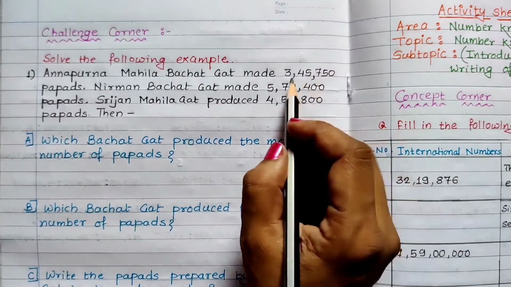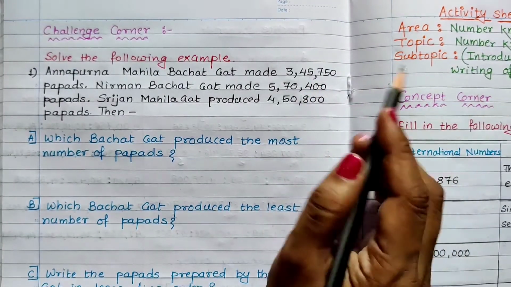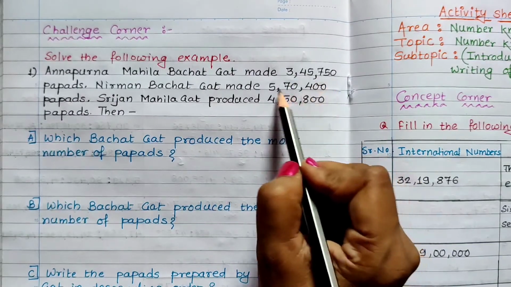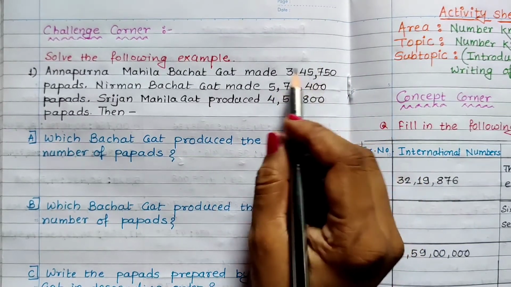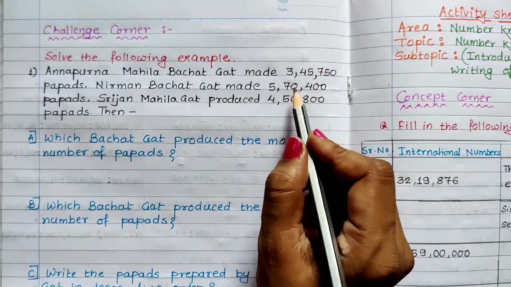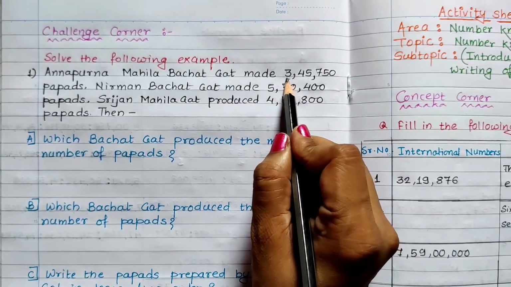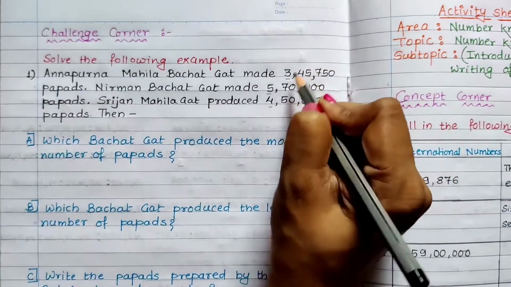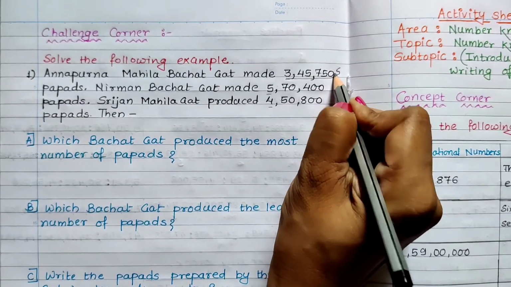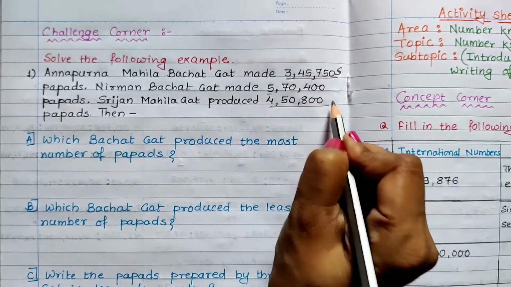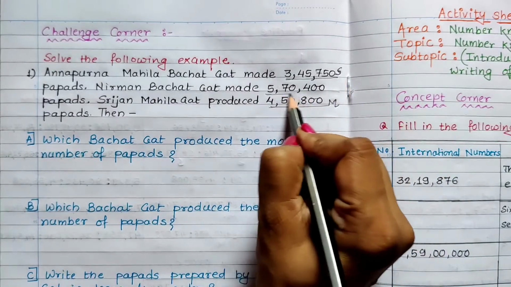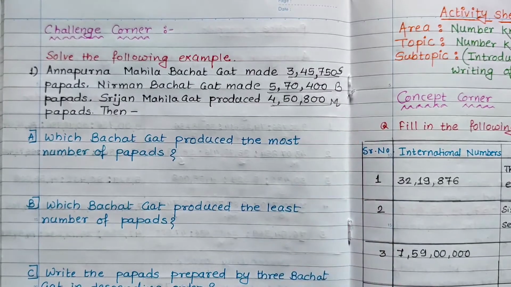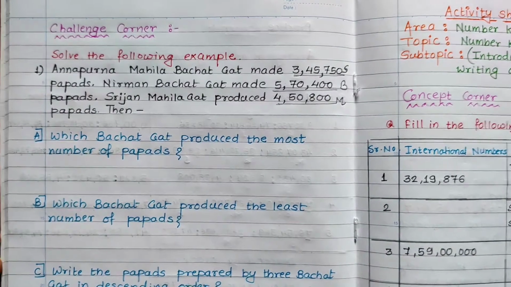Now let us see which number is the biggest, which is the smallest, and which is the middle one. All the numbers are having 1, 2, 3, 4, 5, 6 digits. In these numbers all 6 digits are there, so we have to check the first digits. Here first digit is 3, here first digit is 5, here first digit is 4. That means this number is the smallest one. This number is the middle one, and this number is the biggest one. First mark the smallest, biggest and middle one, and then we can write the answers.